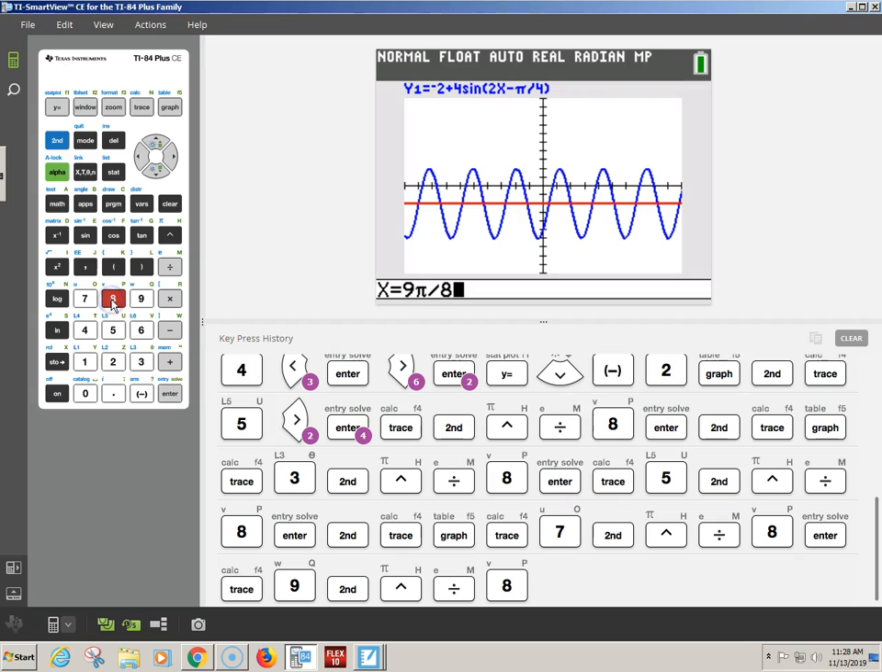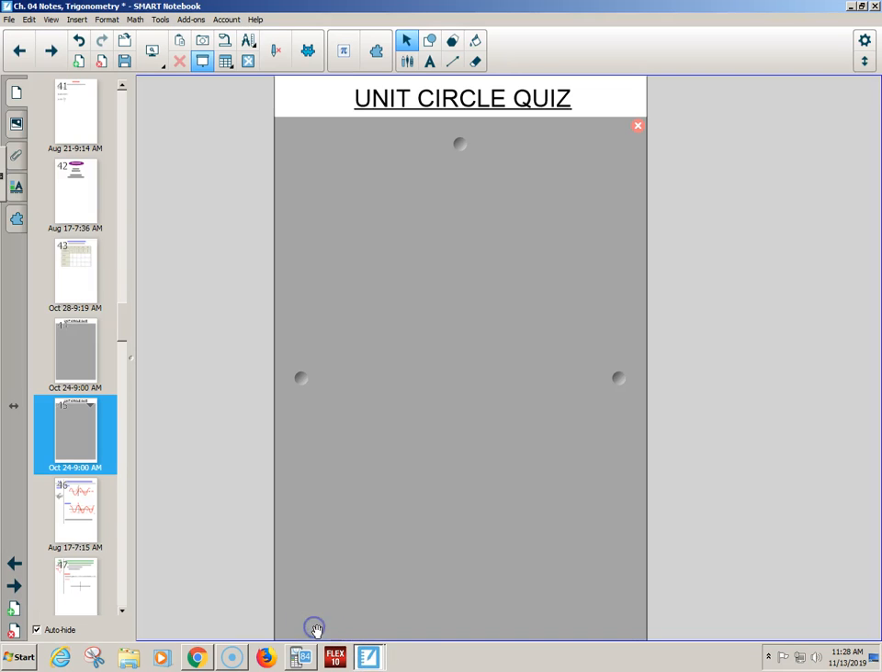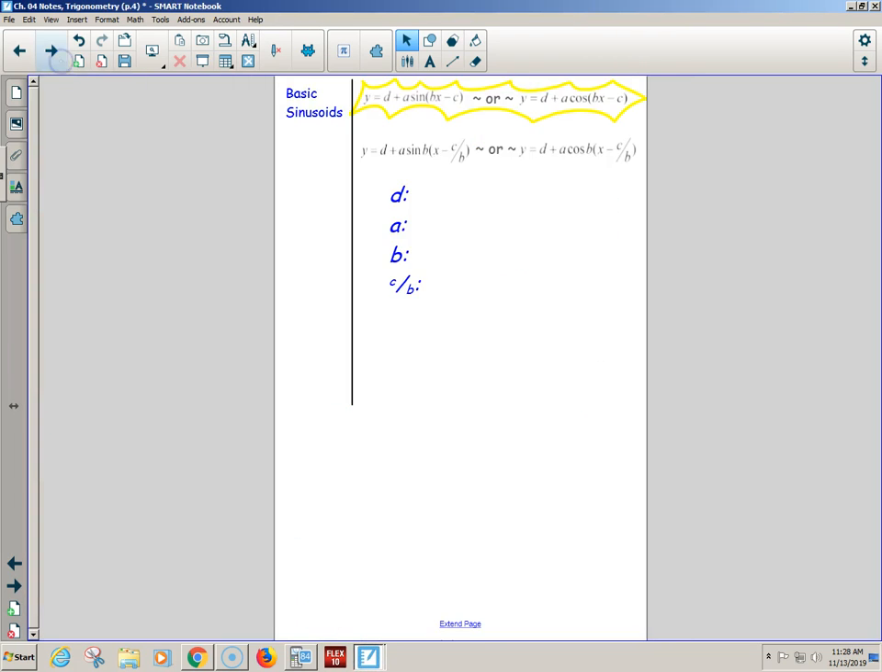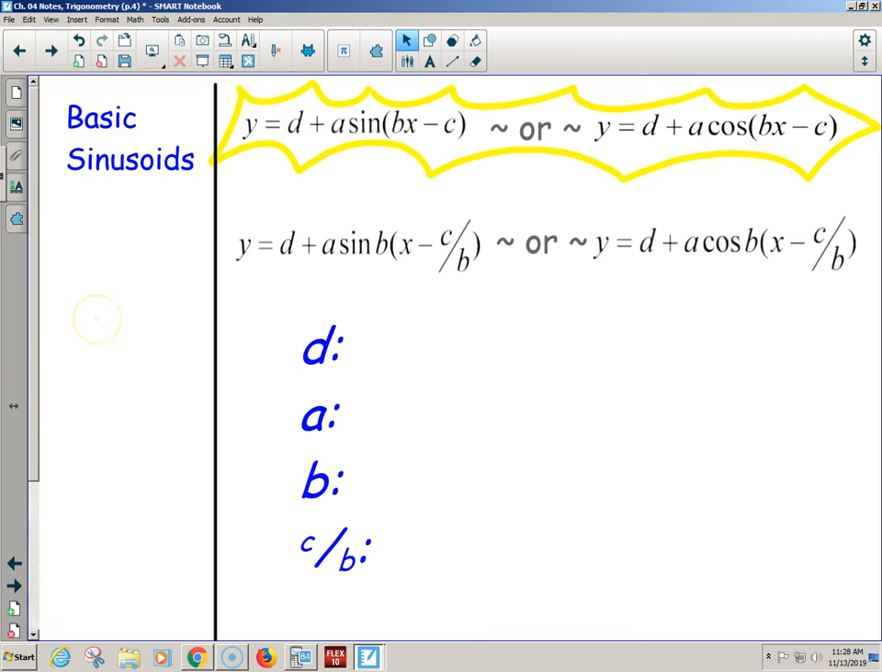Did I find my 5 key points? Yep. How do I keep going? I just draw little arrows and say, hey, the wave keeps going, right? So, what did we just do? Well, it can all be summarized in this little page right here.